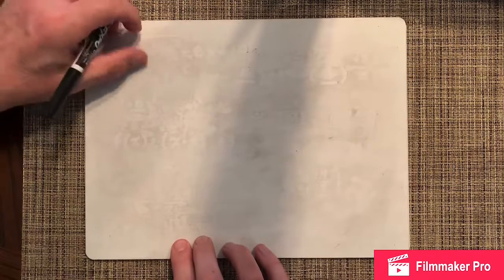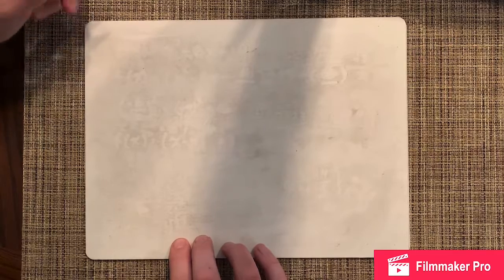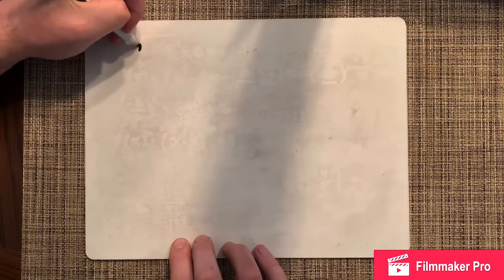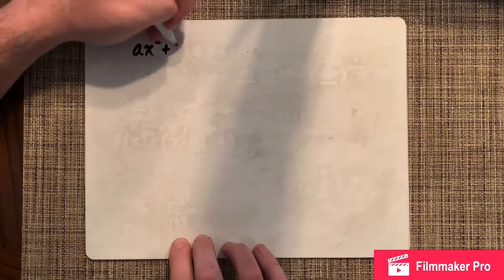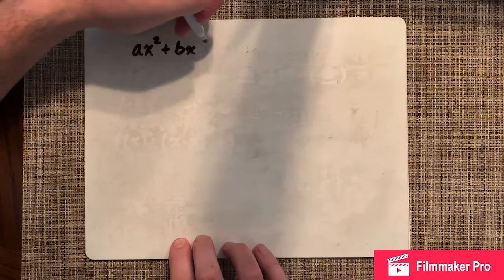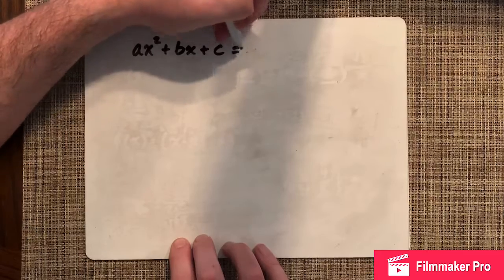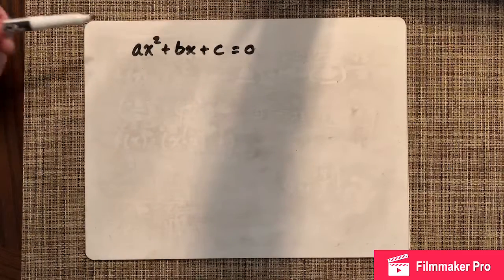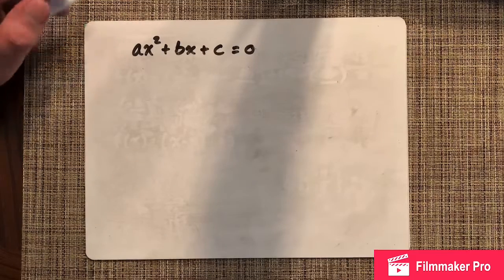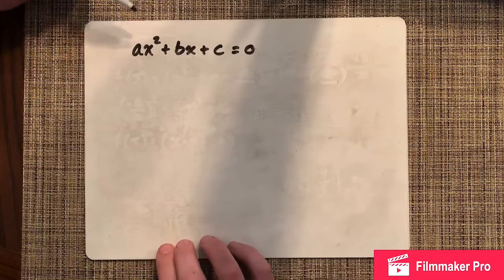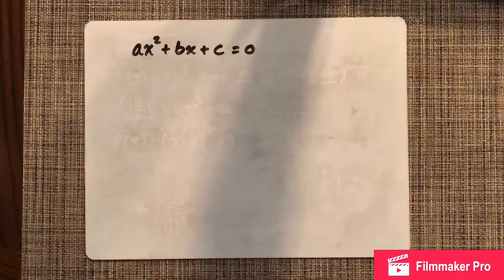So here's what happens. The standard form of a quadratic function looks like this. You have ax squared plus bx plus c equals 0. That's the standard form of a quadratic. If I said function, I meant equation, a quadratic equation. So what I really want to do is solve this for x. And why I want to do that, I don't know.